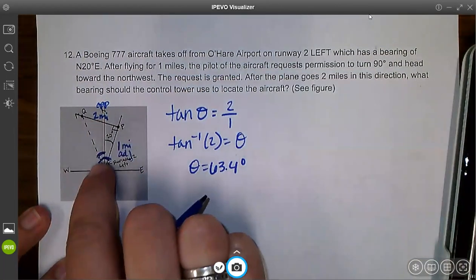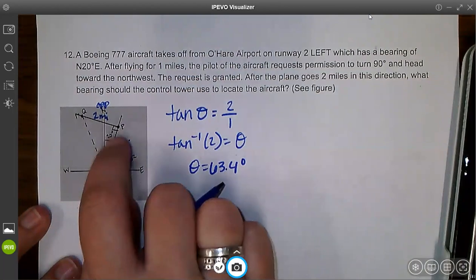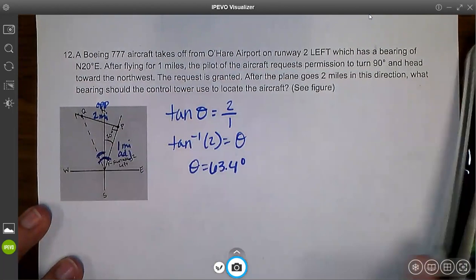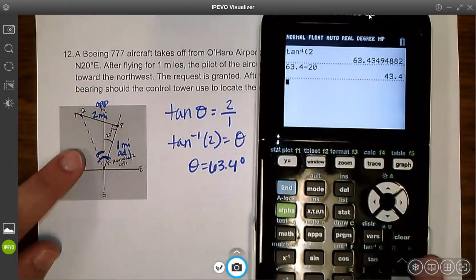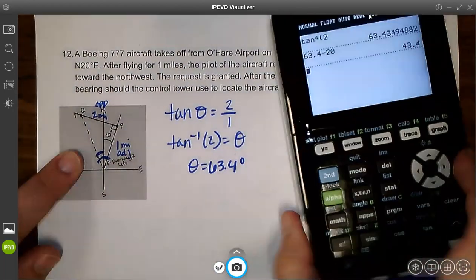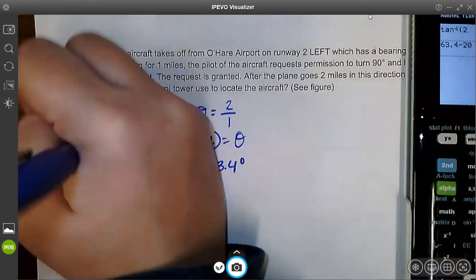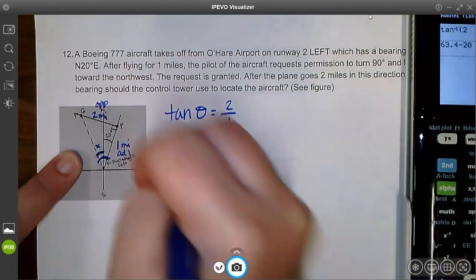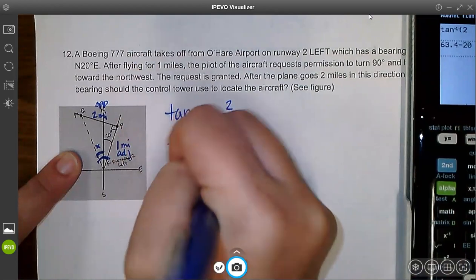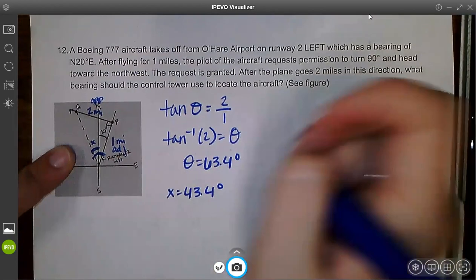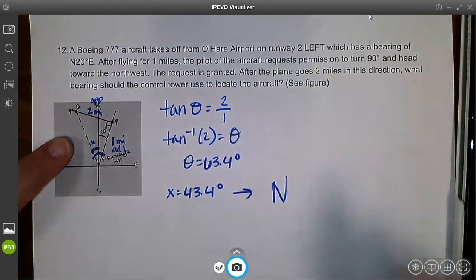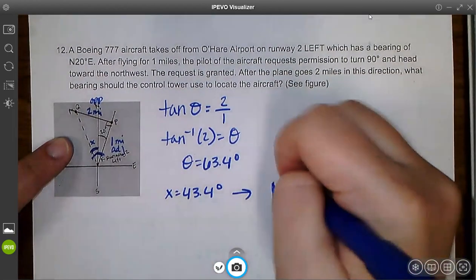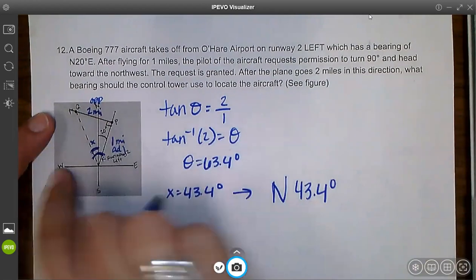So since I know that this whole angle is 63.4 and that this portion of the angle is 20, I can say 63.4 minus 20 to get me that portion, which is 43.4. So then this angle, I'm going to call it x, is 43.4 degrees. So that means my bearing is going to be north because we're headed more north than south, and then 43.4 degrees towards the west.